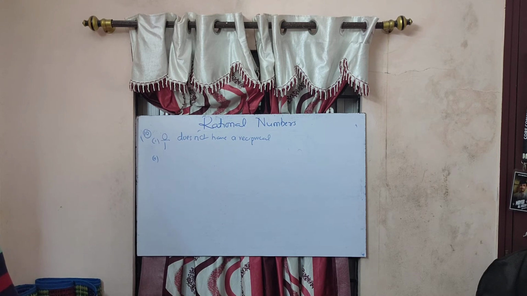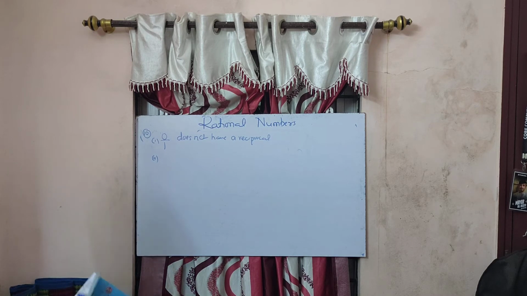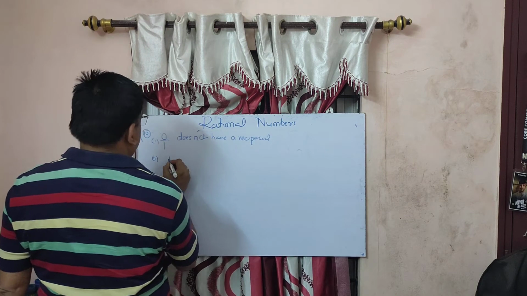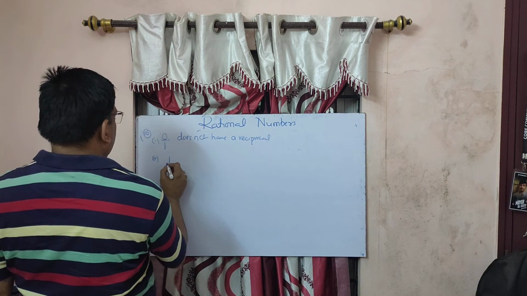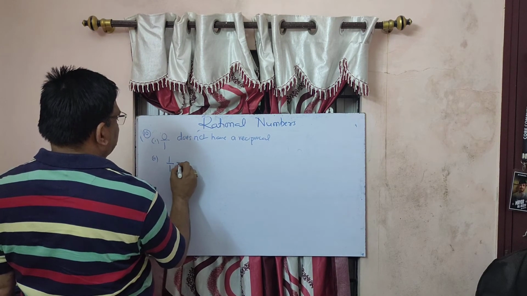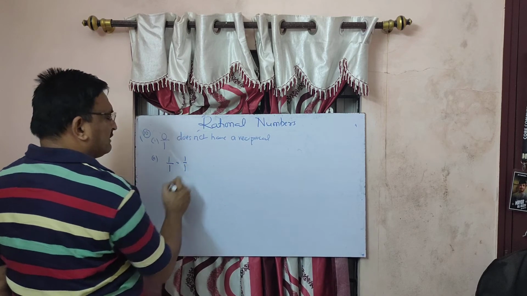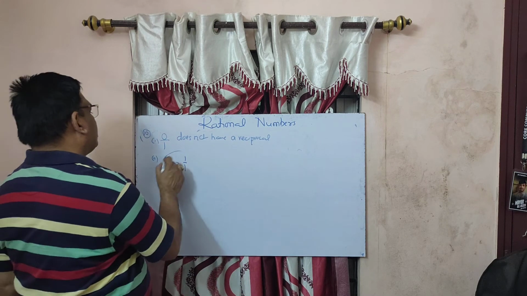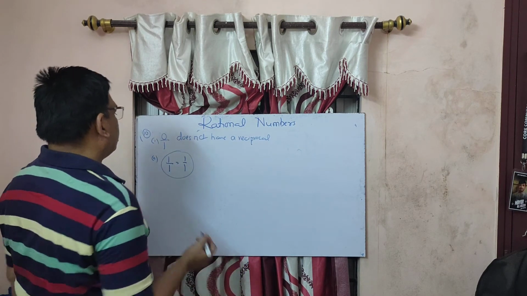Rational numbers that are equal to their reciprocals. What is that? For example, what is the reciprocal of 1? So 1 can be written as 1 upon 1. So what is the reciprocal of this? 1 upon 1. They are reciprocals, and both are equal.